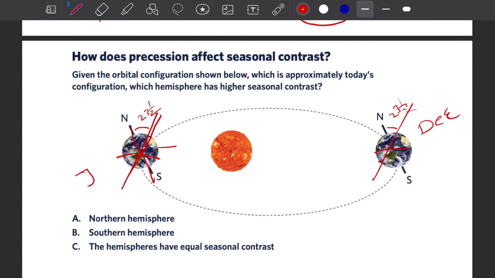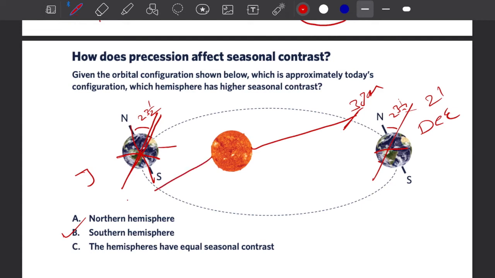So the right answer over here is the southern hemisphere. Why? The southern hemisphere has summer when we are slightly closer to the sun. We know this is 21st of December. So here we have January, and we know the perihelion point is in January. So the sun is closest during January. Don't go with the photo. In the photo this point is closer, but in reality January is the closest point.